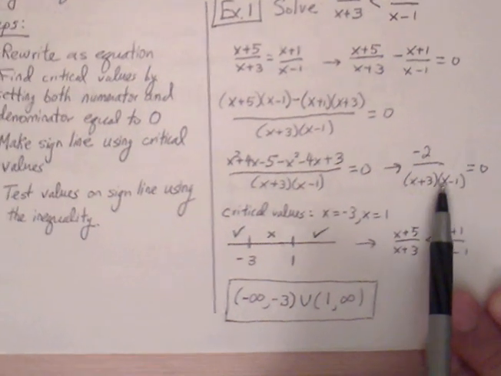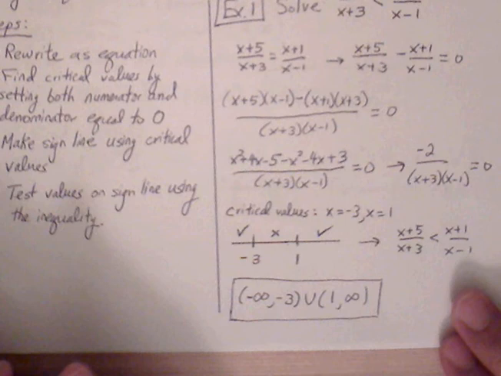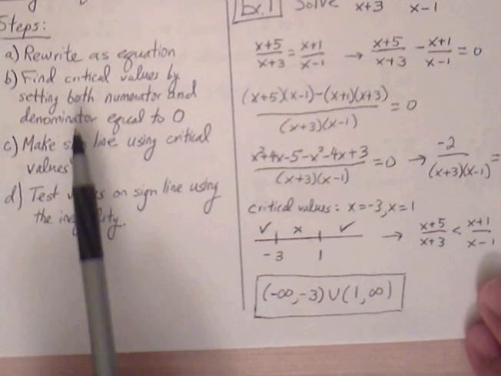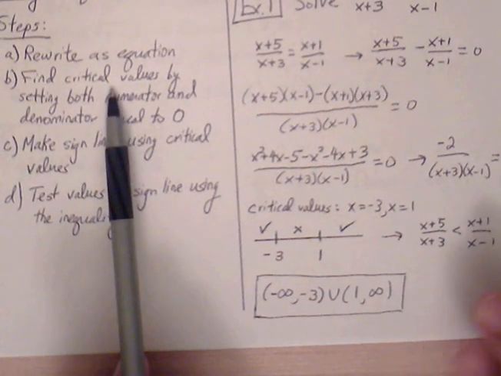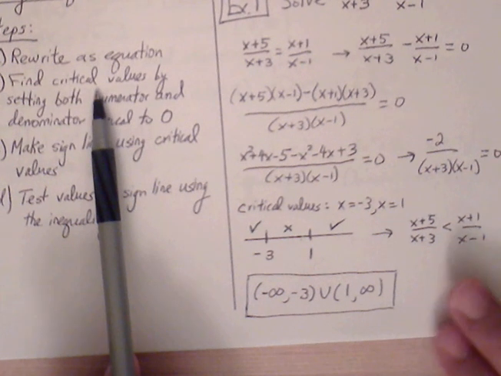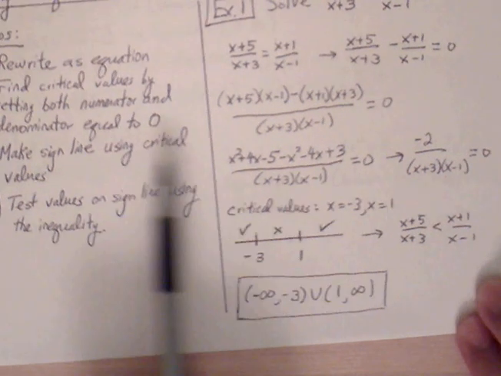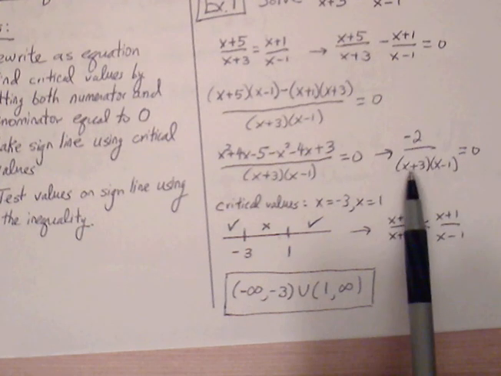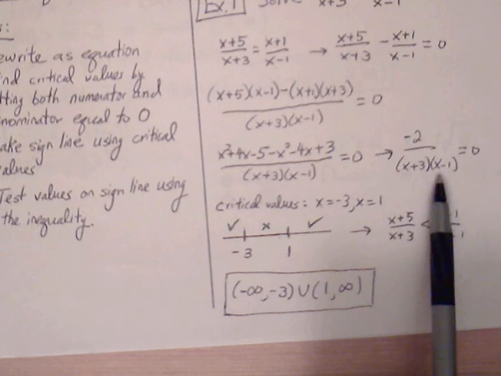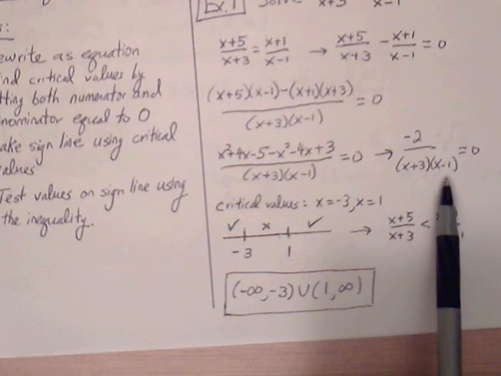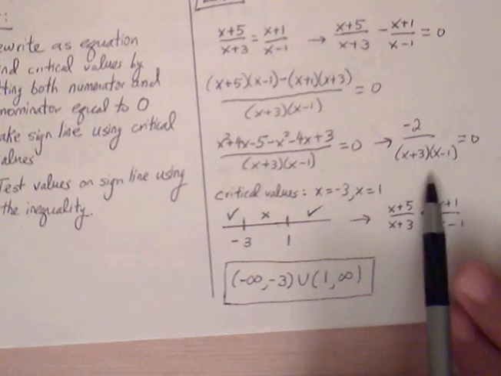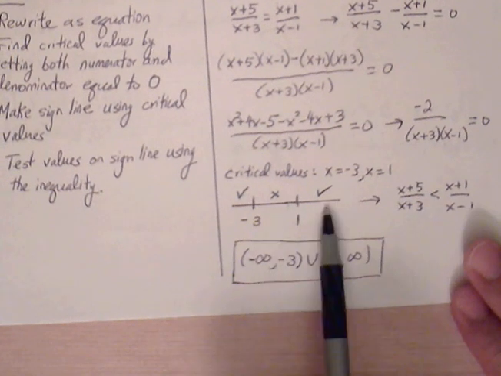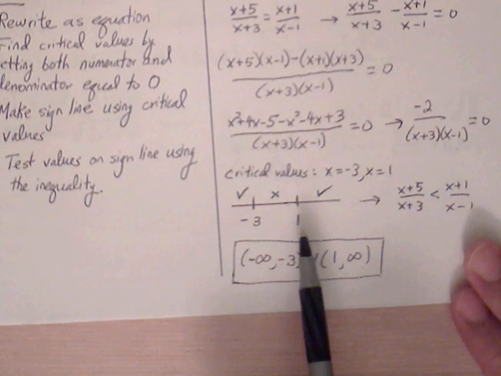Okay. So now, once we have this, we're now going to find the critical values. Now, critical values is where we set the numerator equal to 0, and then separately, we're going to set the denominator equal to 0. So if we set the numerator, negative 2 equal to 0, that's not going to give us any solution, so we ignore that. The denominator, x plus 3 equals 0, x minus 1 equals 0, we'll get negative 3 and a positive 1. So now we're going to take those two critical values and we're going to put them on a sign line. Negative 3 and positive 1.